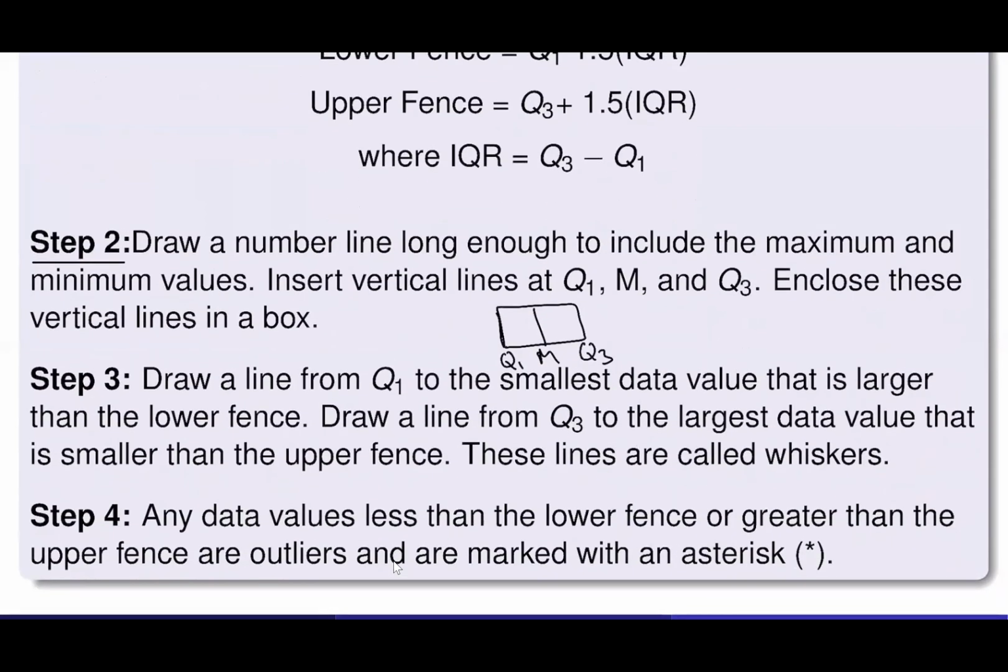All right. For step number 3, it says draw a line from Q1 to the smallest data value that is larger than the lower fence. Draw a line from Q3 to the largest data value that is smaller than the upper fence. These lines are called whiskers. Then step 4: any data value less than the lower fence or greater than the upper fence is an outlier and is marked with an asterisk. So if we do have any outlier, you just mark it with an asterisk, because since they are outliers, you want to show in the box plot that you have some outliers. All right, any question in regard to that before we actually go on and do a problem?